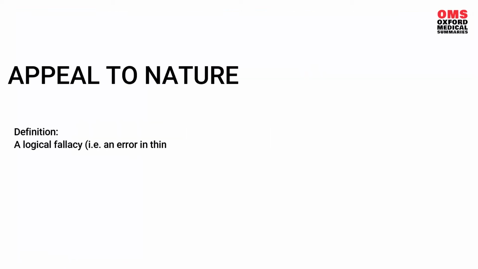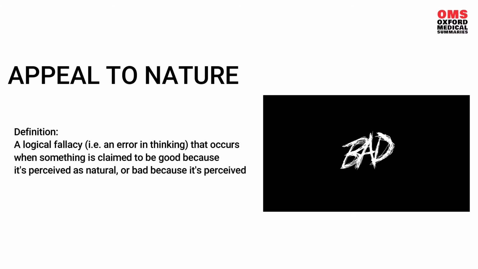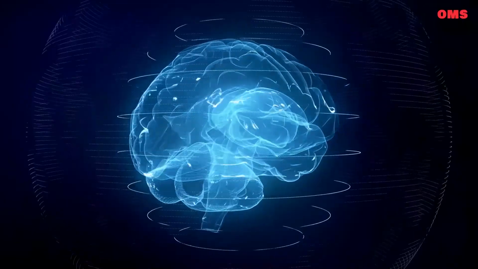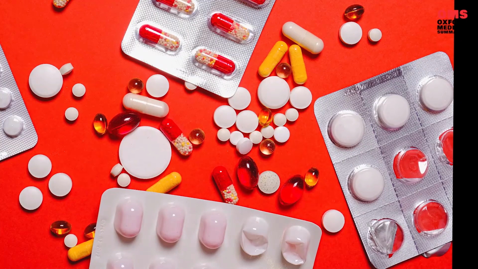Appeal to nature. The appeal to nature logical fallacy basically says that something is good because it's perceived as natural or bad because it's perceived as unnatural. But this is an error in thinking and not in keeping with science and medicine. For example, antibiotics or strong pain relief medications which are synthetically manufactured in a factory are not exactly natural, but they do work.